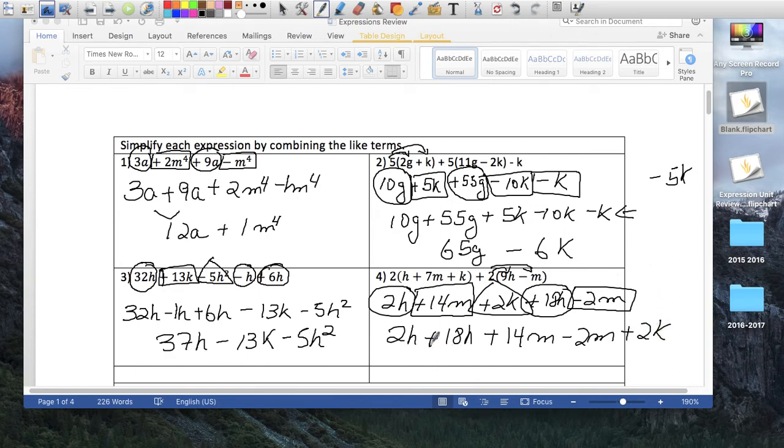Now you want to combine the like terms. So 2h and 18h gives me 20h, something that starts with an h. 14m minus 2m gives me 12m. And lastly, plus 2k. Okay.